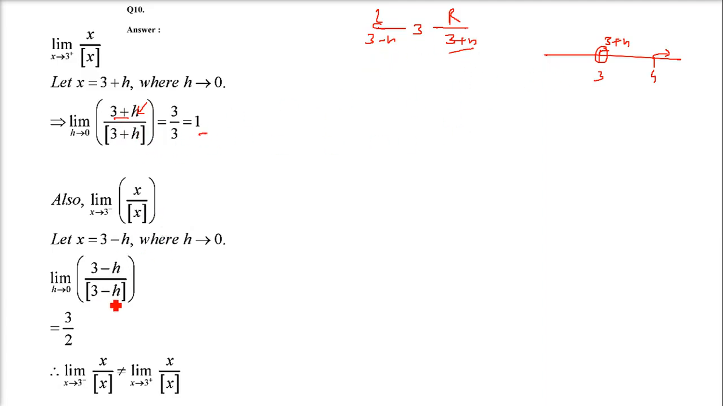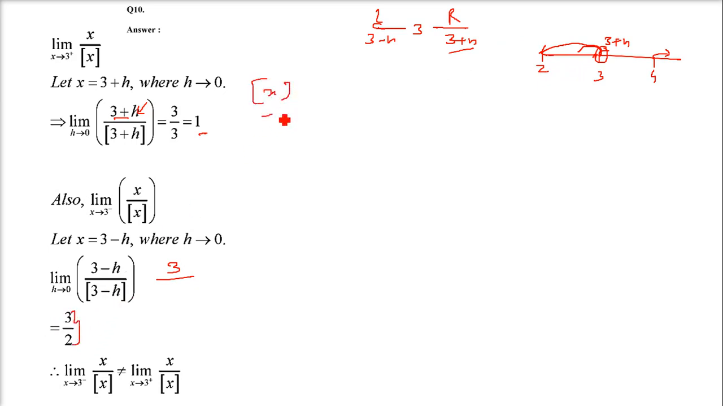I am taking the left hand limit, so I am putting x as 3 minus h. 3 minus h divided by the greatest integer function of 3 minus h. Now when you subtract anything from 3, it will always go to 2, that is the lower end of the integer. So 3 minus h over 2, we have 3 by 2.